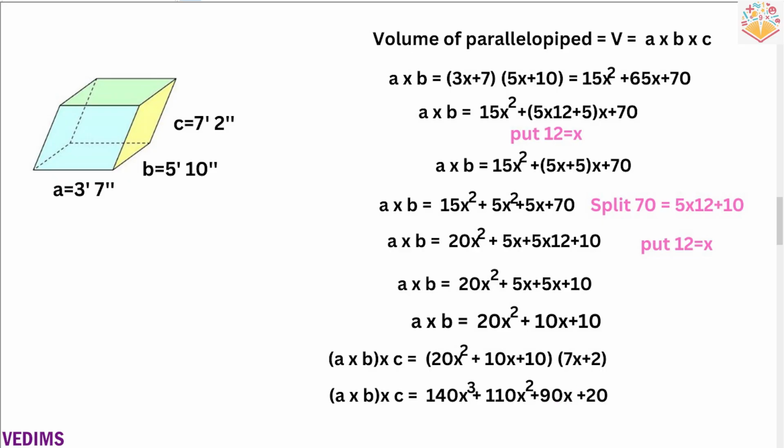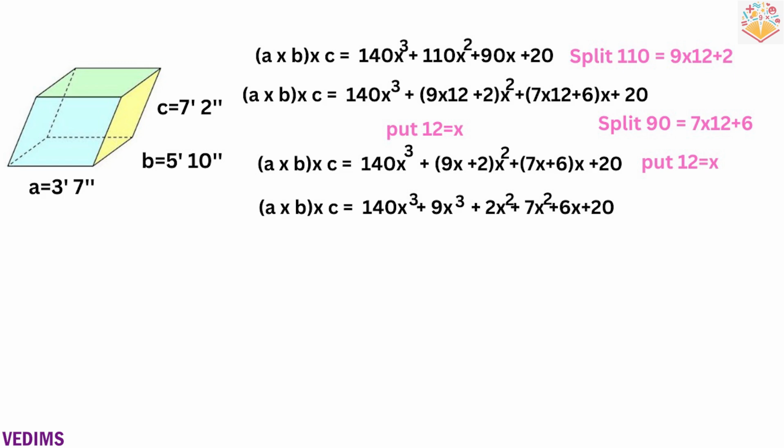Now you multiply the numbers. 10 into 2 is 20. Let us continue the calculations. Now you got the final form: 140x cube plus 110x square plus 90x plus 20. Split 110 again as a product of 12. 12 9s are 108 plus 2 is 110, you know.